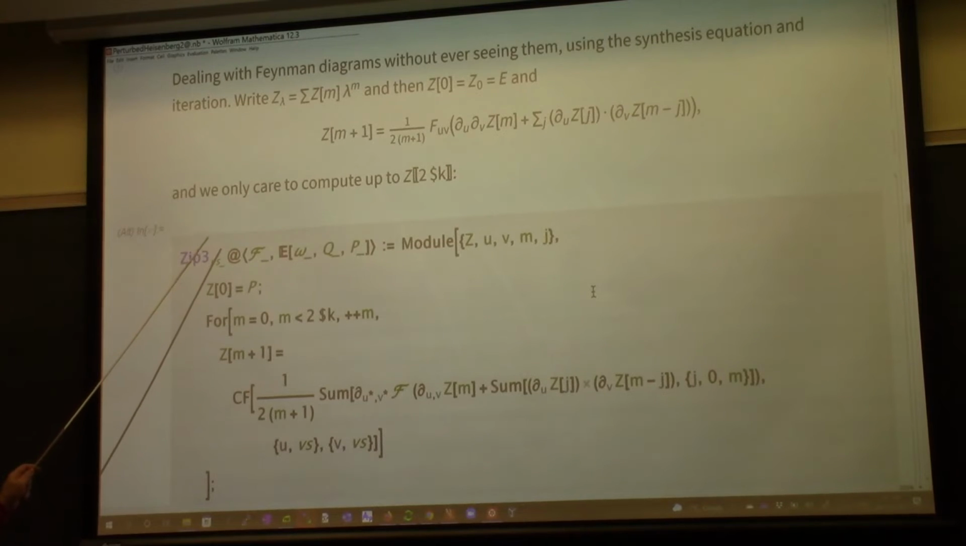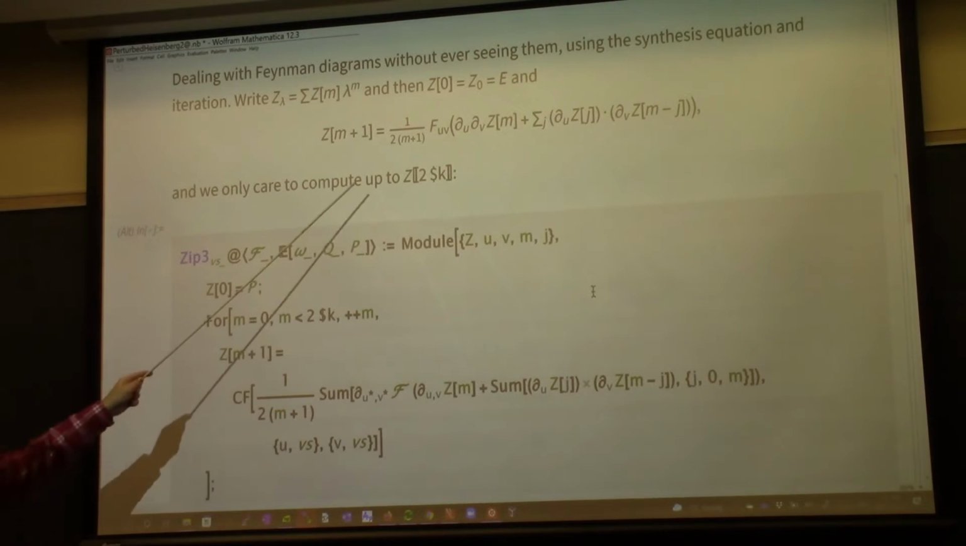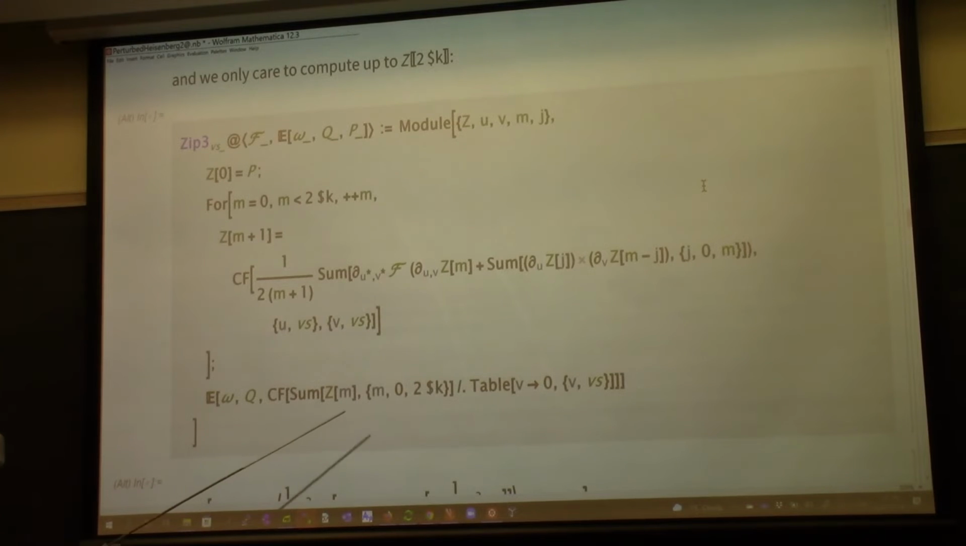And what it does is, well, it sets Z0 to be the perturbation, and then for M running from 0 to twice K, you set Z_{m+1} to be, well, basically you use this formula. It's literally this formula. There's really nothing to say. And then you output essentially the sum of all the z's. So omega stays unchanged, q stays unchanged, and you just output the sum of all the z's, so the new p.